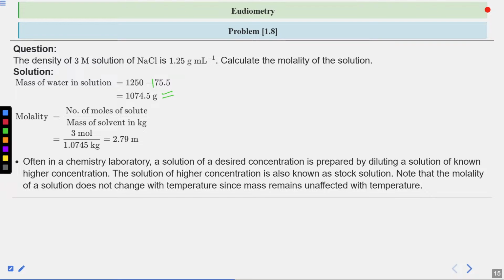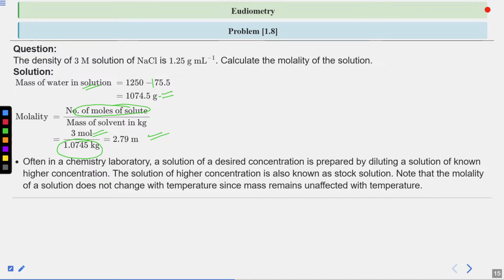Now once we have the mass of the water, we have the number of moles of solute, which was 3 moles. Okay, then convert this gram thing into kg and you will get the molality. Now this is your way to solve it.